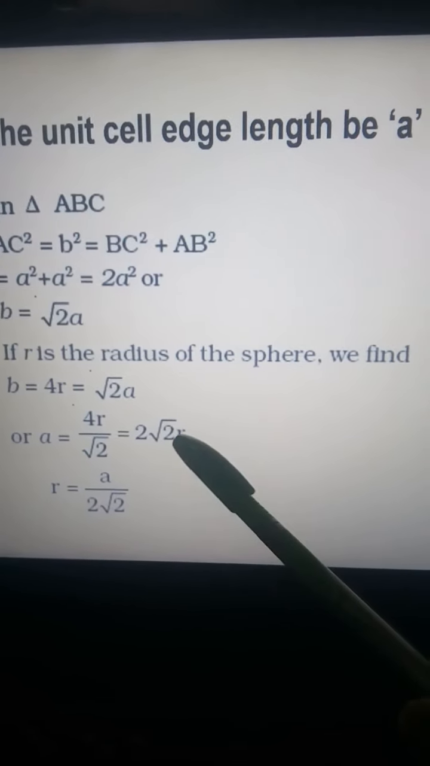Now we know that each unit cell in the FCC structure has 4 atoms. That means the number of particles in an FCC unit cell is equal to 4 atoms. So the volume of one atom is equal to 4 by 3 pi r cube. Since in an FCC unit cell 4 atoms are there, the total volume of 4 spheres or 4 particles is equal to 4 into 4 by 3 pi r cube.